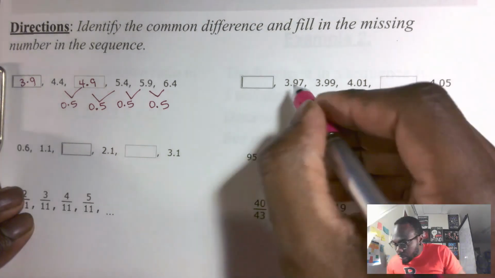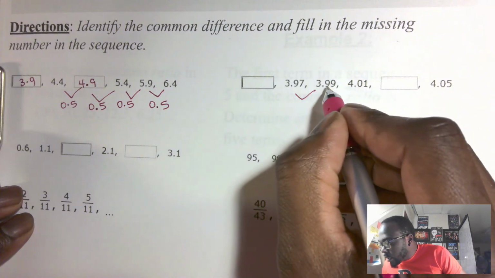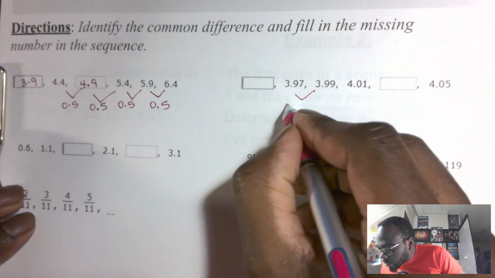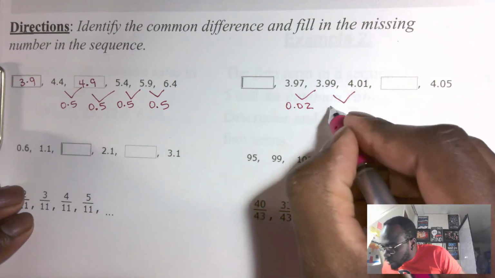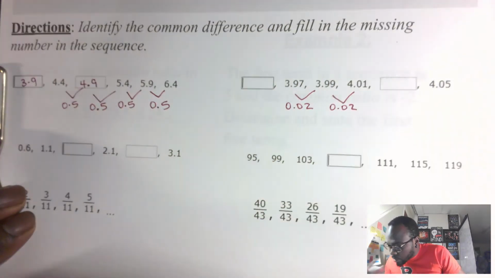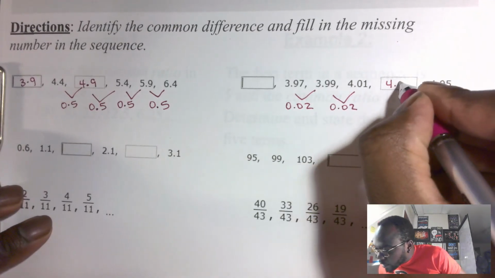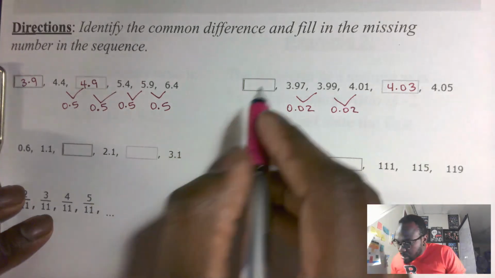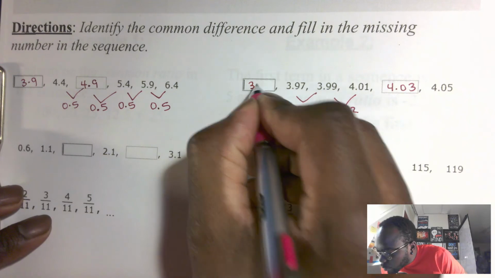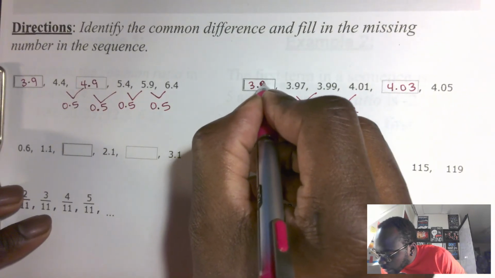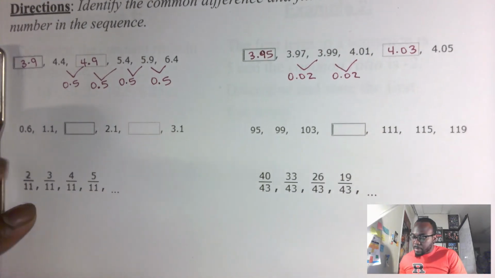So here, what is the common difference here? It goes from 3.97 to 3.99, which is a common difference of 0.02. There's also a common difference here of 0.02. So if I add 0.02 here, it's going to give me 4.03. All right, so subtracting 0.02 here is going to give me 3.95. That's the pattern. All right, this is your pattern here.